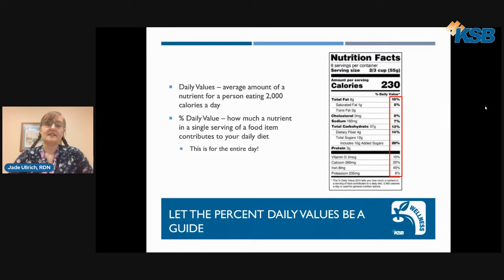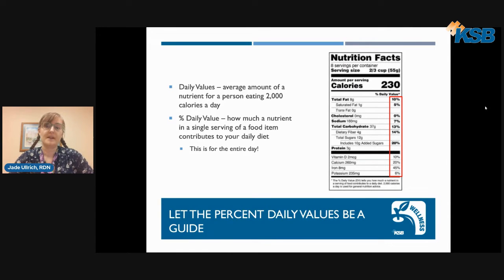So let the percent daily values be a guide. What are the daily values and percent daily value? Daily values are the average or recommended amount of a nutrient to consume each day for a person eating 2,000 calories a day. And the percent daily value is how much a nutrient in a single serving of a food item contributes to your daily diet. It's important to remember that this is for the entire day.